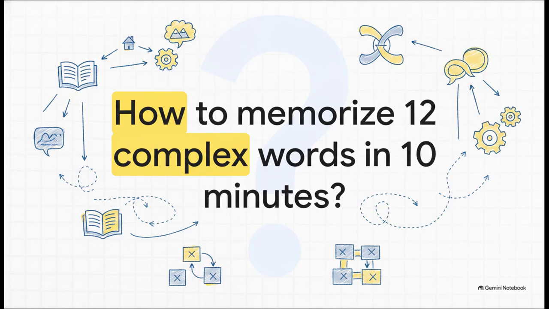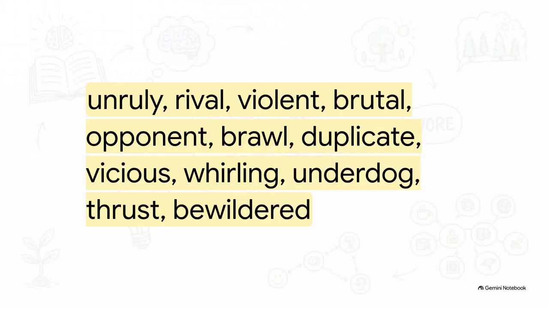They crave connections. They love stories. So instead of brute forcing it, we're going to see how this source material deliberately builds this amazing web of meaning to anchor these words deep down into your long-term memory. Okay, take a deep breath. Here are the 12 essential words from Lesson 14. We've got unruly, rival, violent, brutal, opponent, brawl, duplicate, vicious, whirling, underdog, thrust, and bewildered.